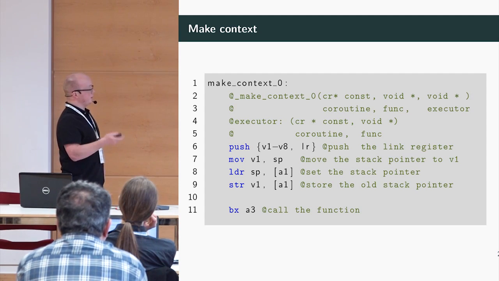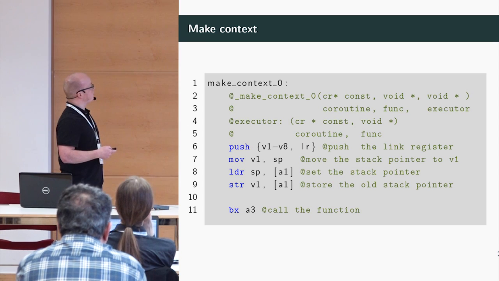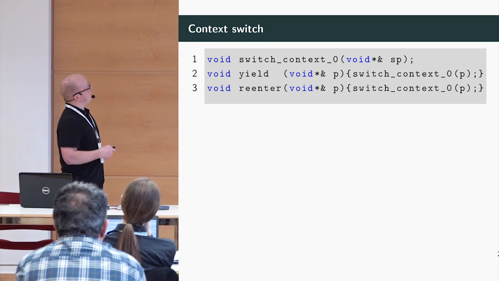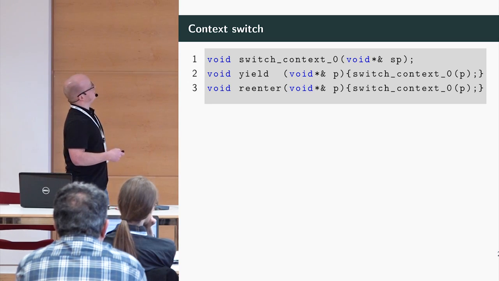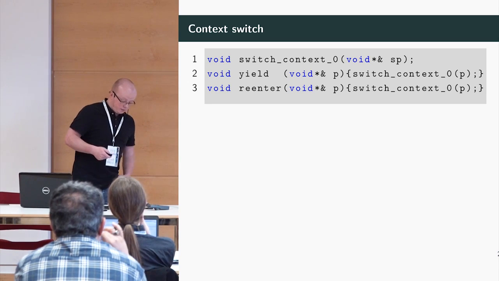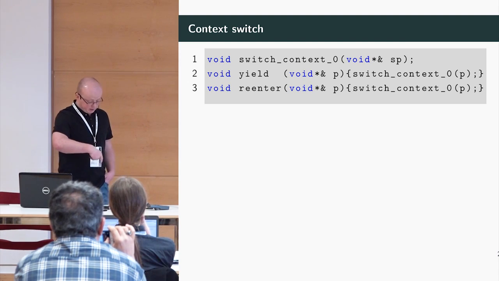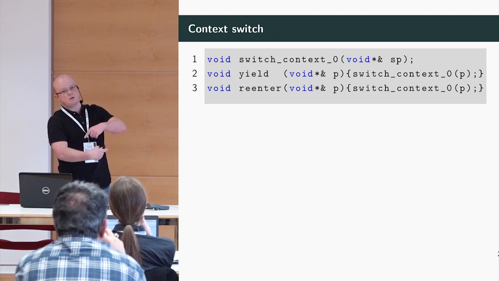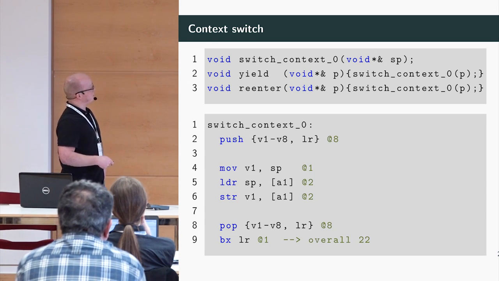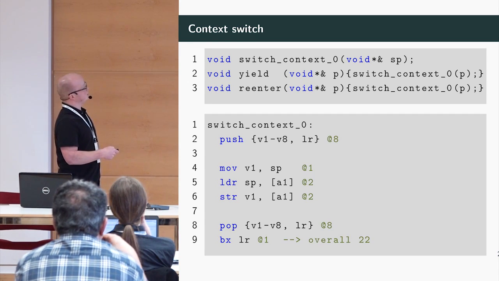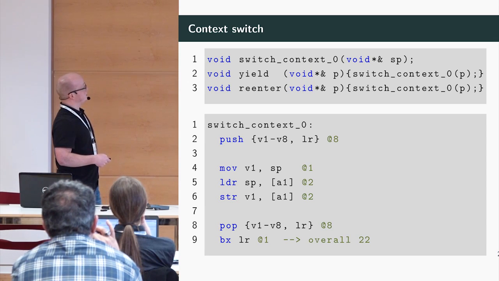Now we need to switch between coroutines. And I'm lazy, so I wrote void star instead of coroutine there. So that's what you basically get. We start off with a switch context 0. That means you have a coroutine that doesn't return a value, so it doesn't yield a value and doesn't get one. And that's what the assembly looks like. So we have this switch context 0. The first argument is the pointer to the stack pointer.